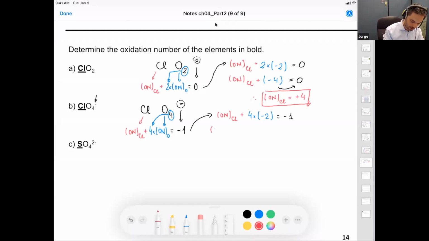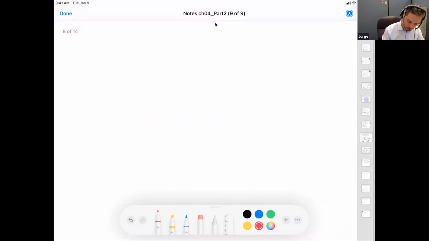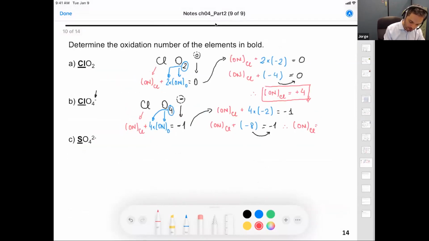Okay. Oxidation number of chlorine, that's what we are looking for, plus 4 times -2, that's -8, equals -1. There is only one solution for this problem. Be very careful here with the signs. -8 will move to the other side as +8. +8 minus 1 is +7.